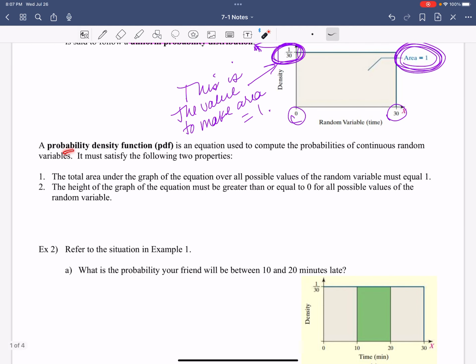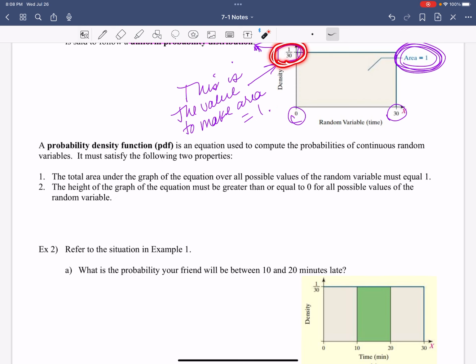So a probability density function is an equation used to compute the probabilities of continuous random variables, and it must satisfy these two conditions. The total area under the graph over all possible values must equal 1. That's where this came from, right? The height of the graph must be greater than or equal to 0. It doesn't have to go up very high, right?